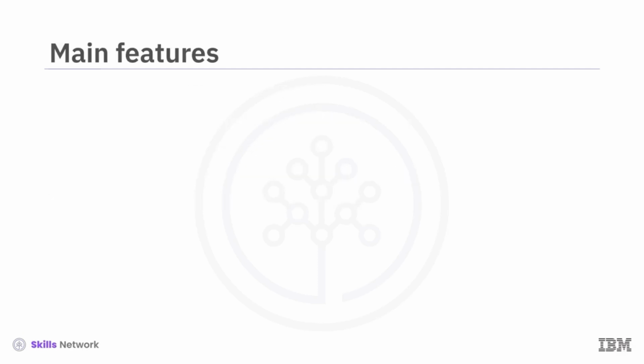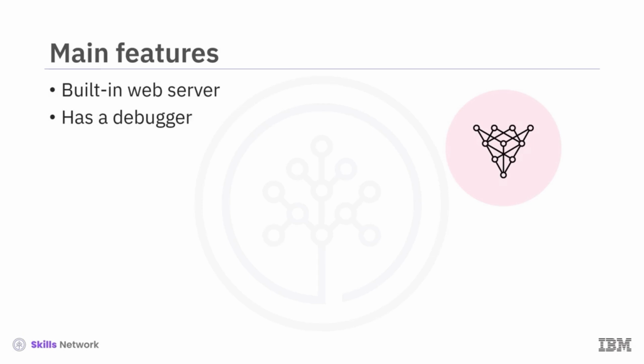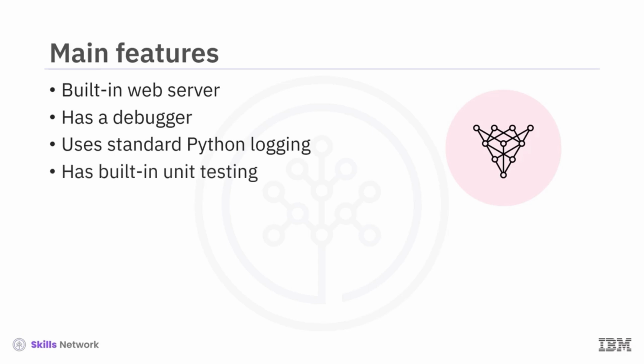The main features of Flask include the following. Flask has a web server that runs applications in development mode. Flask also comes with a debugger to help debug applications. The debugger shows interactive traceback and stack trace in the browser. Flask uses standard Python logging for application logs, and you can use the same logger to log custom messages about your application. Flask provides a way to test different parts of your application.